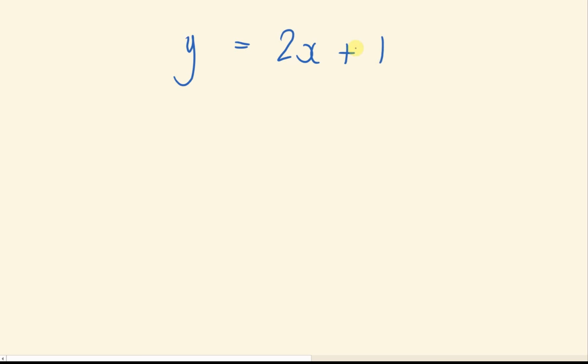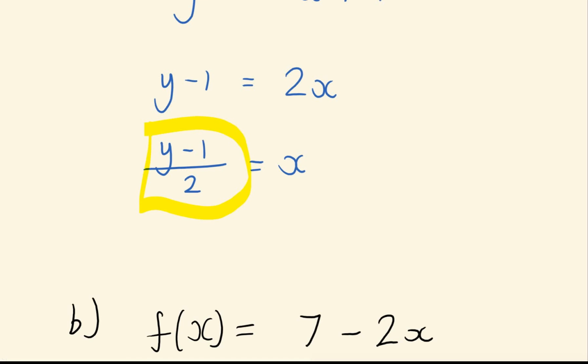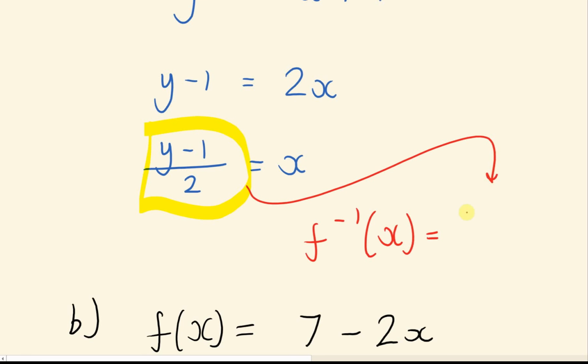So first step, get rid of the plus 1. Opposite of plus 1 is minus 1. Then we've got 2 times x. The opposite of multiplying by 2 is dividing by 2. We've now changed our subject. We now have an x equals rather than y equals. That means this will now be our inverse function. So we'll then say f to the minus 1 of x is going to equal this. However, this is in terms of y. We want it in terms of x. So it'll be x minus 1 over 2.